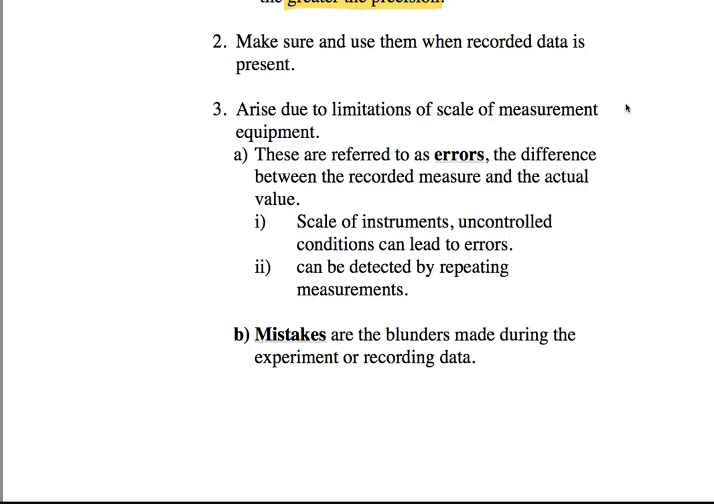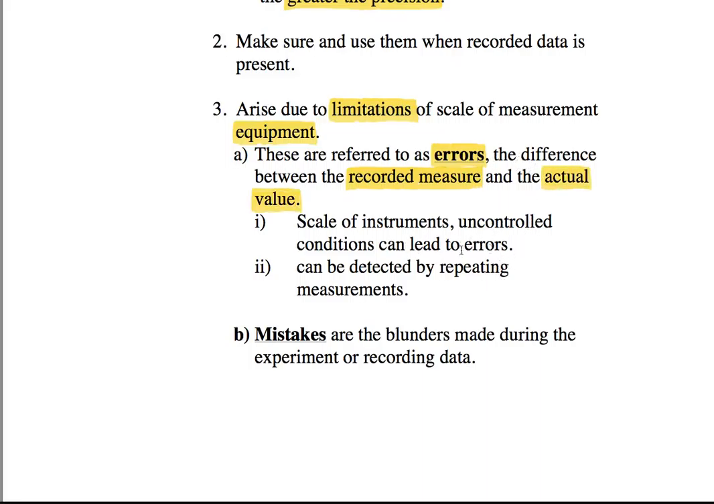And they arise due to usually limitations of the equipment that are given in our experiments. So we refer to these limitations as errors. And the errors are going to be the difference between the recorded measure and the actual value.